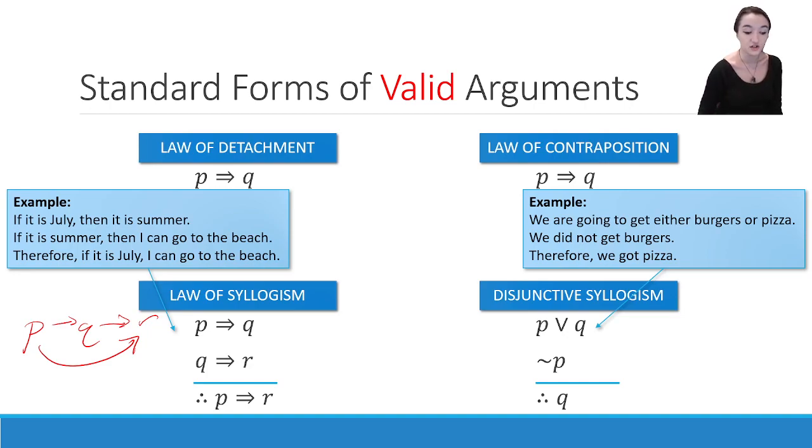Next we have the disjunctive syllogism. So remember, disjunction is an or statement, so this one includes an or statement. So we have P or Q, negation of P, therefore Q. Okay, so again, what we're doing here is we're essentially saying if it's not one, then it has to be the other. So we are going to get either burgers or pizza. We did not get burgers, therefore we got pizza. If it has to be one of these two things and it's not one of them, then it's the other one. That's what the disjunctive syllogism gives us. Now, these are standard valid arguments. All of these make sense, and no matter what the statements coming into them are, they are valid.